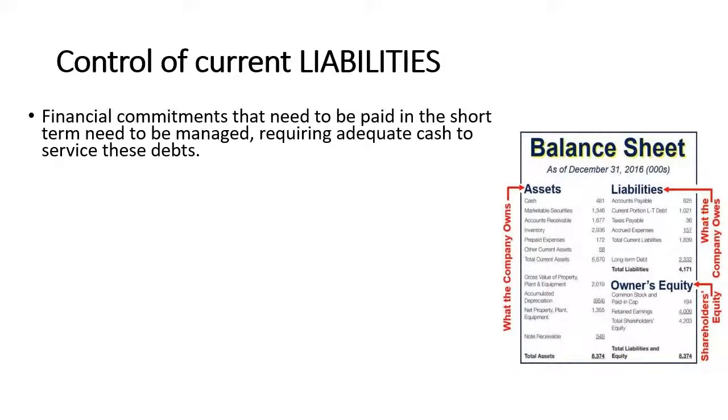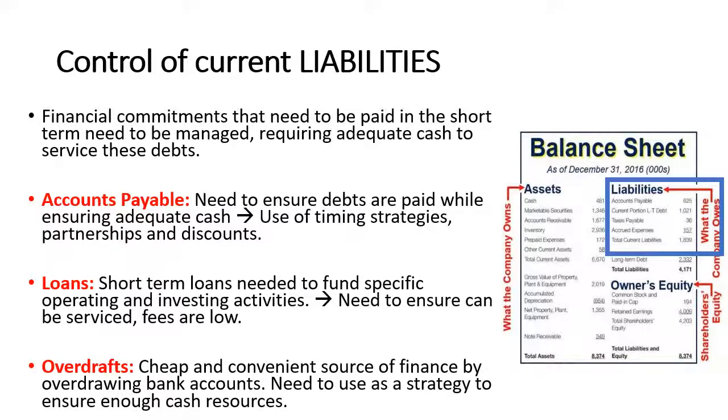Okay, now the last section is really our control of current liabilities. And here we're looking at the money that is owed for our business. Okay, it's pretty simple, this one. We're looking at our accounts payable, our loans, and our overdrafts.